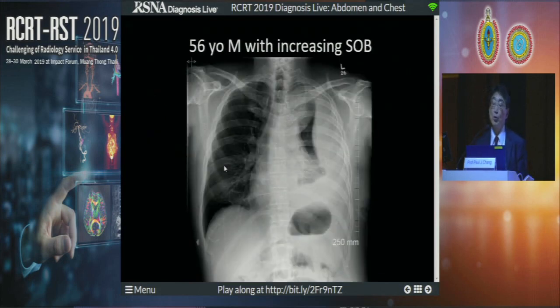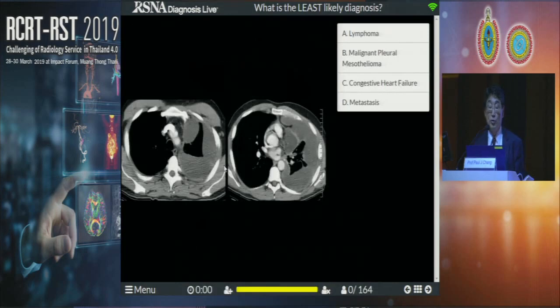I'm going to first show you a radiograph here. This is a 56-year-old male with increasing shortness of breath. I want to show you the radiograph. And then I'm going to move over to axial CT, because you young people hate radiographs. I know. Now, here's a tricky question. What is the least likely diagnosis?